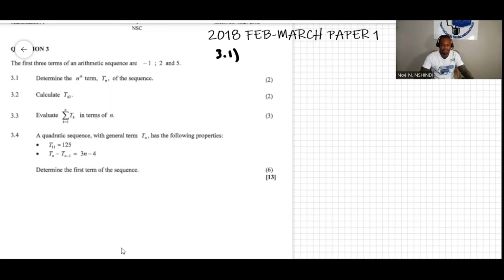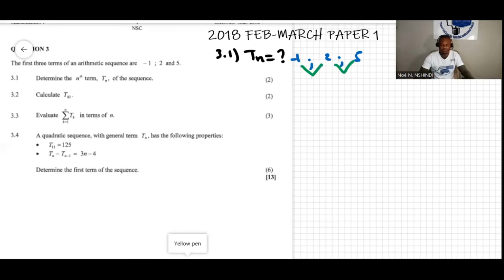Okay, the terms are given. So in 3.1, we want what? The nth term, we want Tn. We are looking for Tn. First, we're going to find the constant difference, okay? Because the terms are -1, 2, and then 5. Okay, let's find the constant difference.